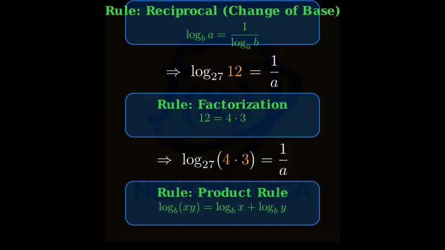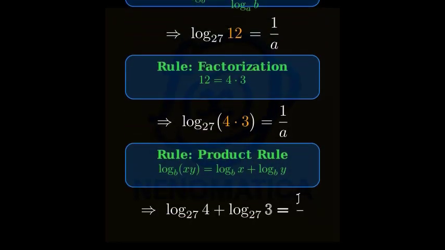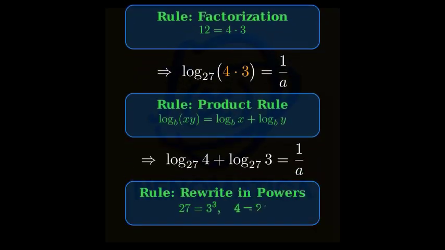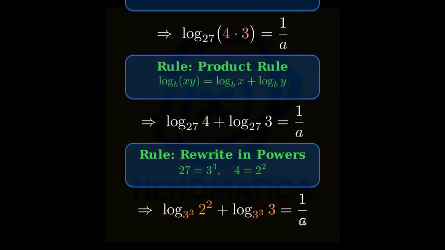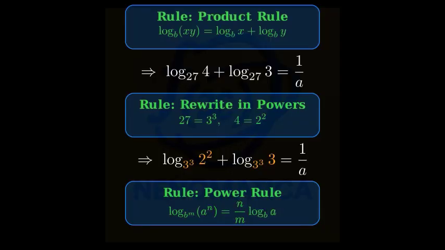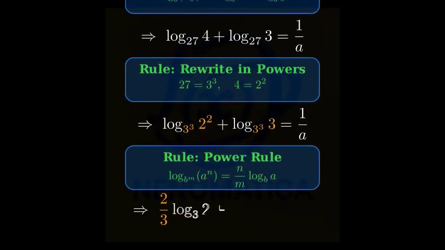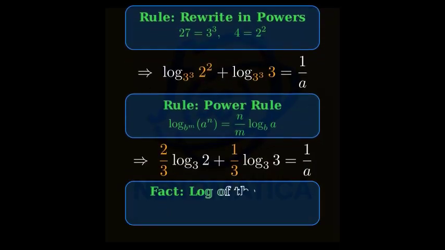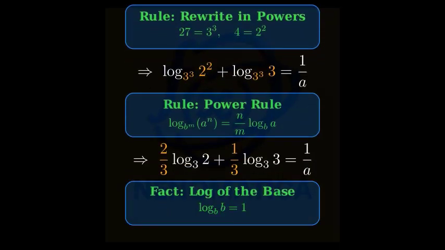Step 5. Rewrite 27 as 3 to the third power and 4 as 2 squared. Step 6. Use the power rule for logarithms with powered bases and powered arguments. Step 7. Evaluate log base 3 of 3, which equals 1. Step 8. Isolate the term with log base 3 of 2 by subtracting 1/3 from both sides.